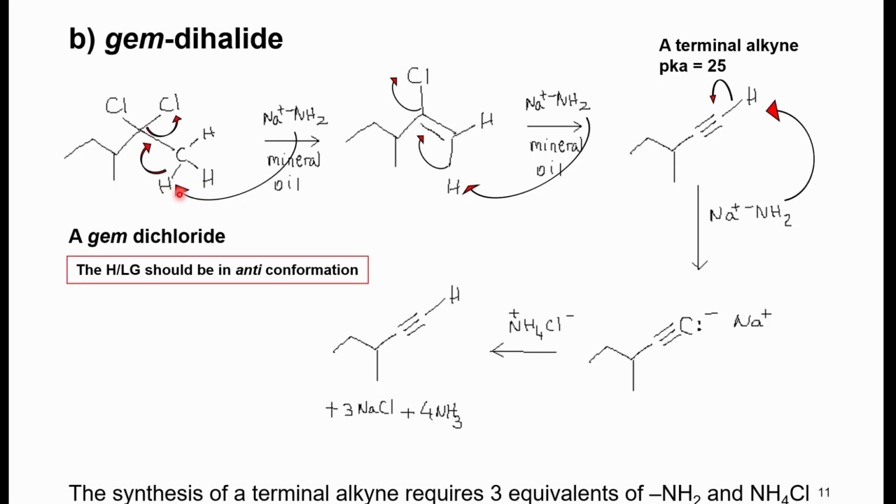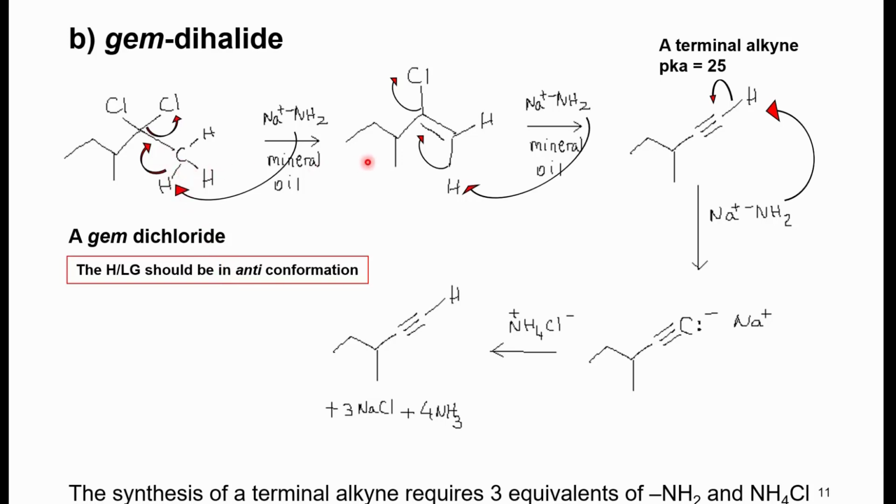It's possible to achieve the same thing with a vicinal dihalide. However, in this case, sodium amide reacts in mineral oil and 3 equivalents are used. I'll explain why in a moment. So the sodium amide abstracts a proton from the methyl group at the end of the molecule. And again, it's necessary that the beta hydrogen, and in this case the chlorine leaving group, are in an anti-conformation for both the geminal dihalide and also the subsequent alkene.